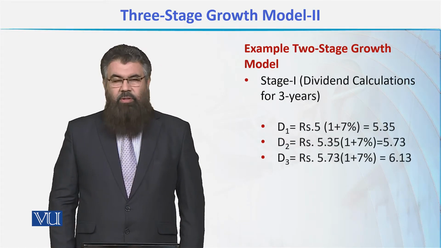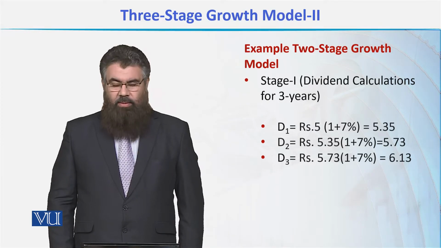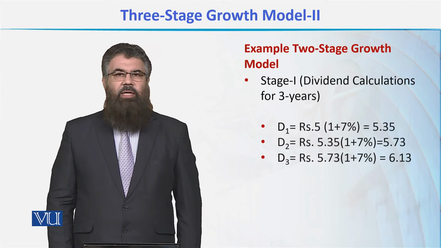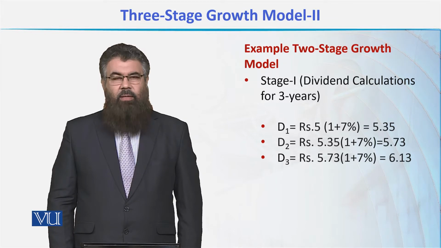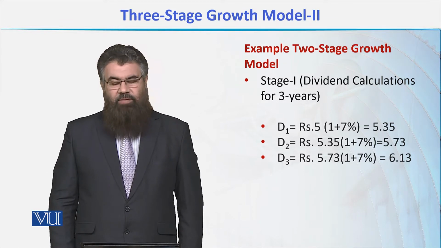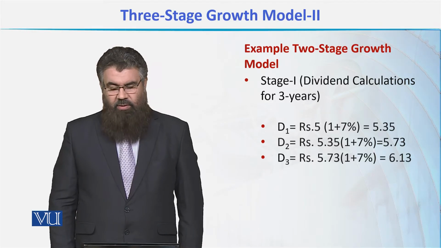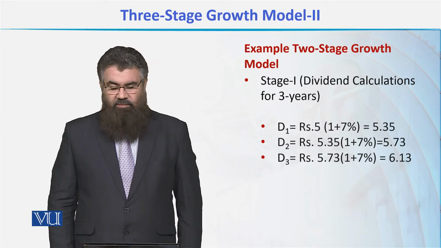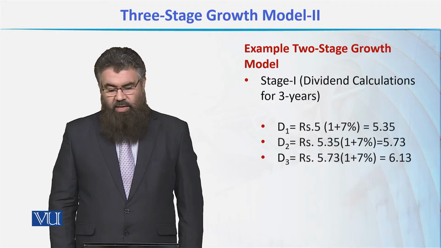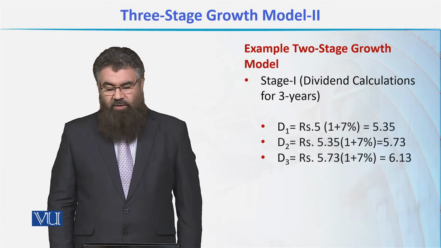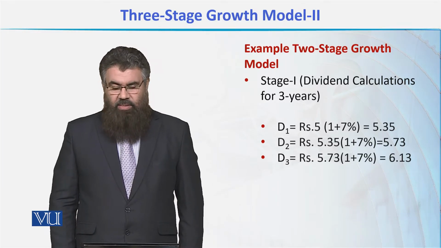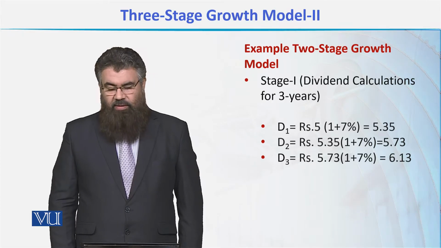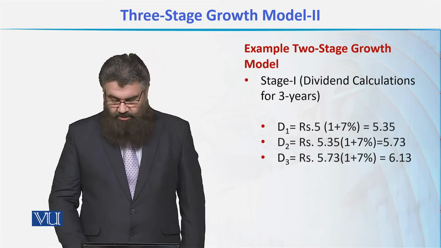of the stock. Now in stage 1, as we have discussed earlier, individually the 3 dividends will be calculated, that is D1, D2 and D3, by multiplying D0 with the growth rate factor. So D1 will be 5 multiplied by 1 plus 7%, where 5 is the last year's dividend and 7% is the first year's growth rate. So we'll get D1 equal to 5.35. Similarly, further growing it at 7%, in the second year we'll get 5.73 and 6.13 in the third year.